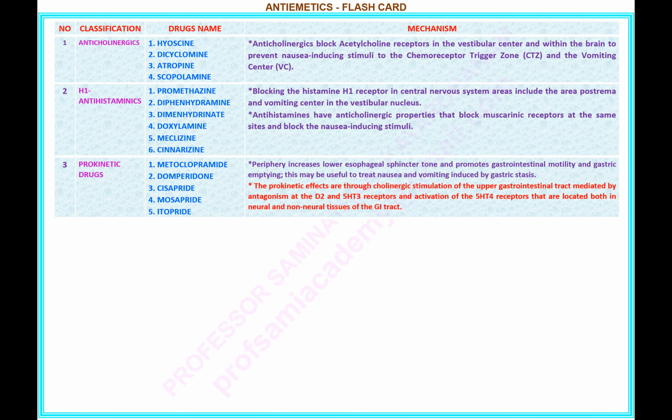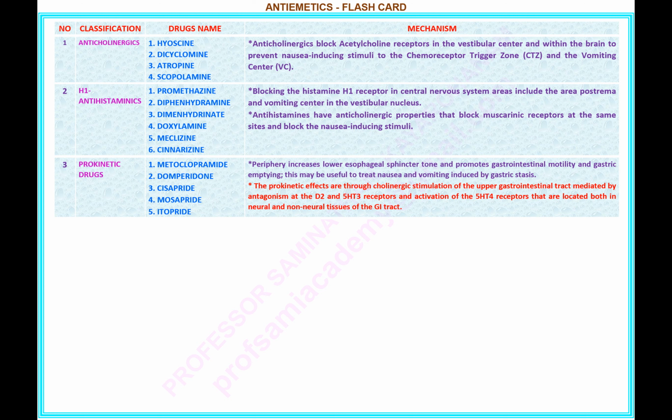Number 3. Name of the classification, prokinetic drugs. Drug's name under this classification: 1. Metoclopramide, 2. Domperidone, 3. Cisapride, 4. Mosapride, 5. Itopride. Mechanism of prokinetic drugs: in the periphery, they increase lower esophageal sphincter tone and promote gastrointestinal motility and gastric emptying. This may be useful to treat nausea and vomiting induced by gastric stasis.